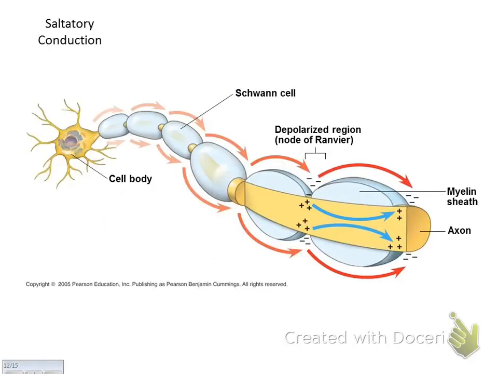Okay, we said yesterday, the nerve impulse doesn't go straight down. How does it go? It jumps, and instead of calling it jumps, it's called saltatory conduction.